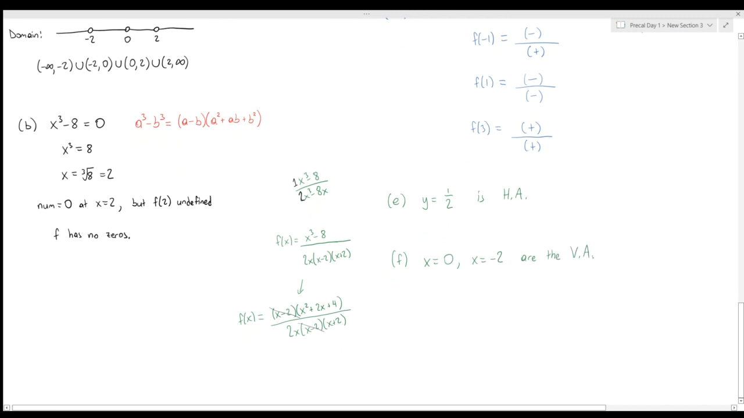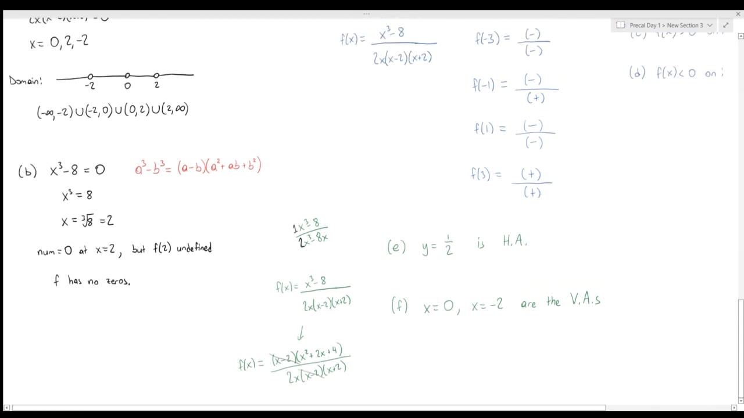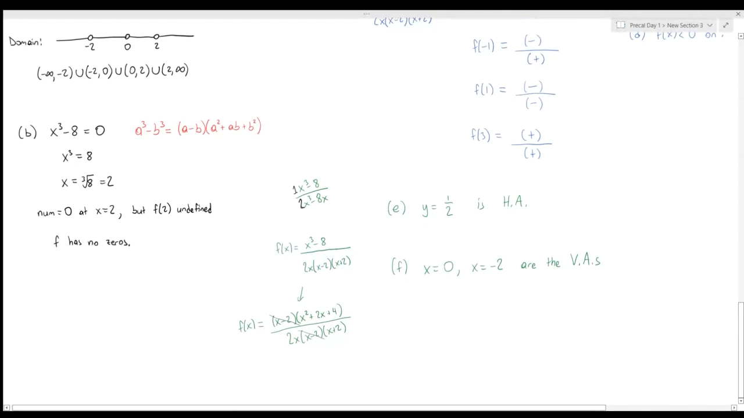Okay. But x equals 2 would not be a vertical asymptote because it got canceled out with the x minus 2 in the numerator. Okay. Okay, so are there any questions about that?